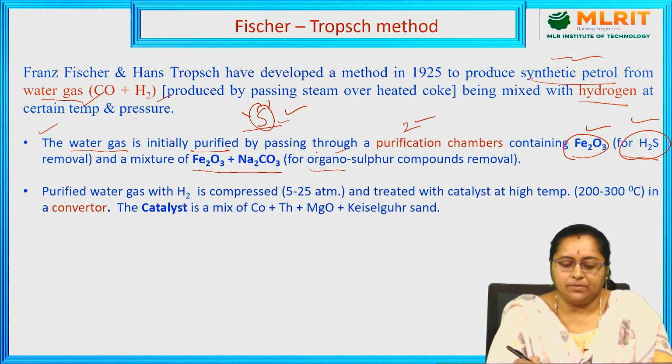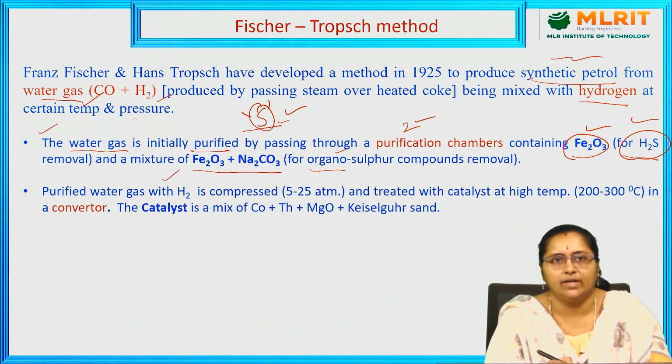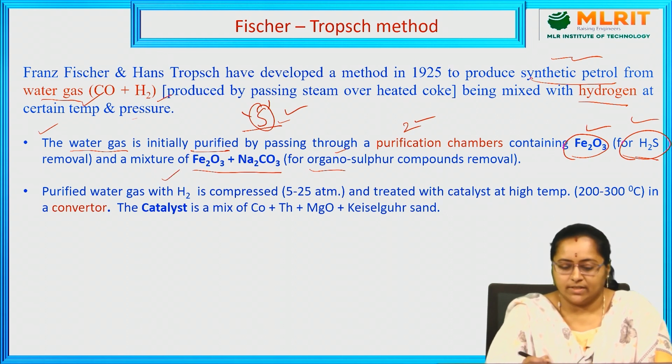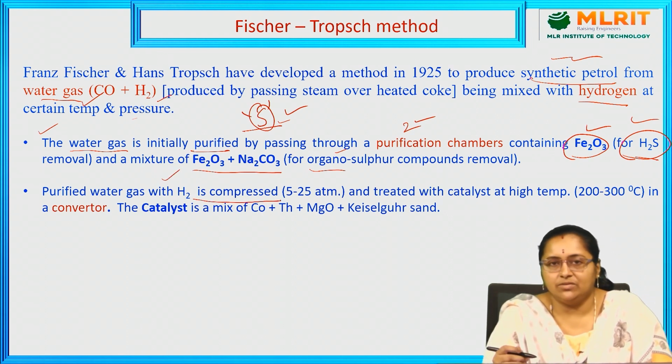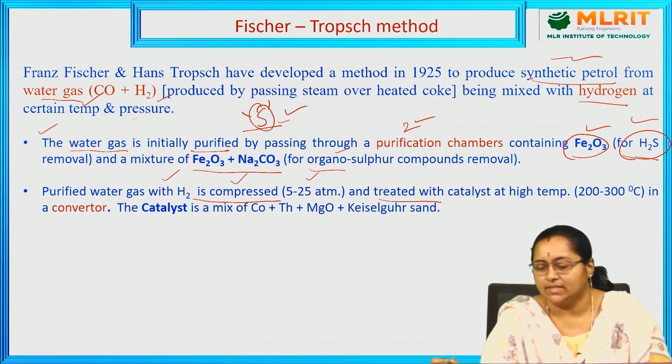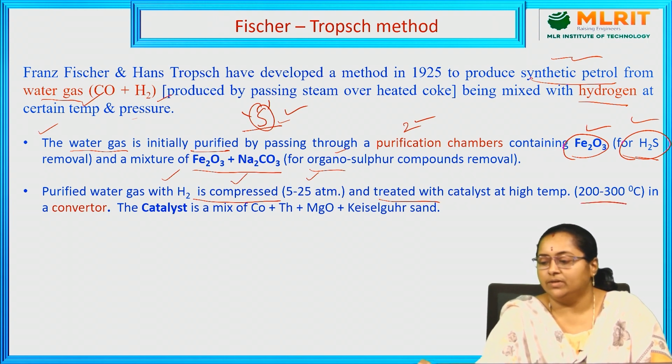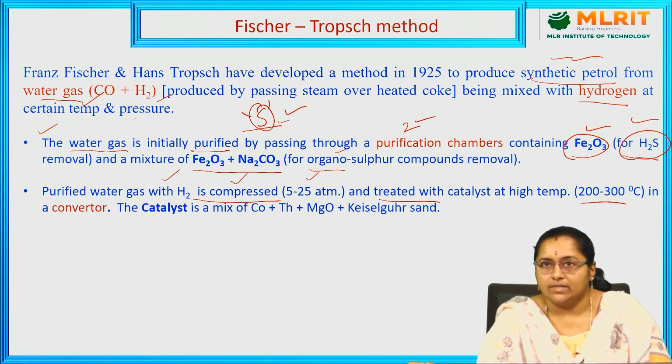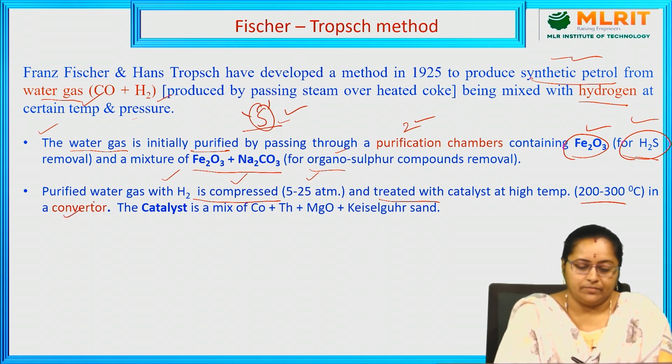After this purification, the purified water gas with hydrogen, the hydrogenated purified water gas, is allowed to pass into a chamber where pressure is supplied, around 5 to 25 atmospheres. There it is compressed, and then it is treated with the catalyst at a high temperature of 200 to 300 degrees centigrade. All this process is carried out in a reactor called a converter.